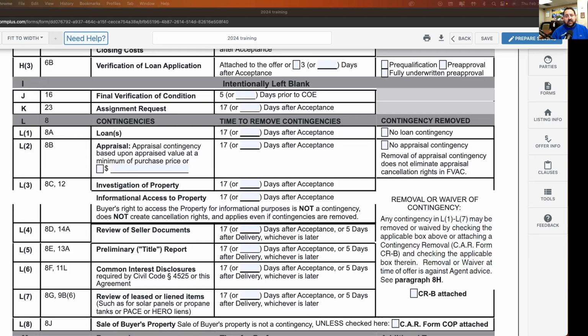We need to ask for extensions early. Now, if I wait until day 17 comes and goes, and then I start getting harassed by the listing agent, they haven't sent me a notice to perform yet, but I'm getting harassed by them. Hey, where's your loan contingency removal? What's going on with your contingencies? If that's happening, then it's much harder for me to negotiate an extension. Much, much harder. Okay?